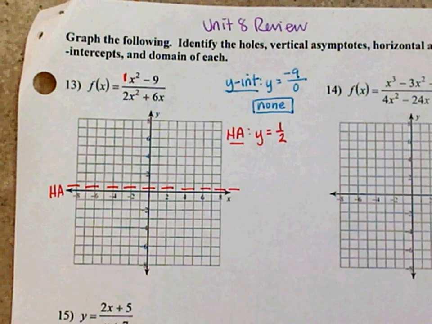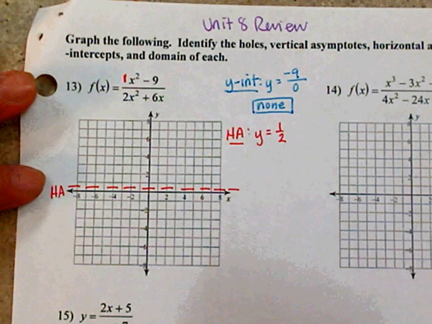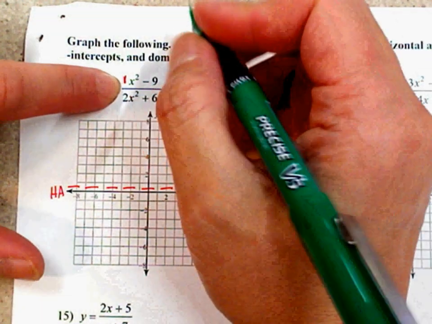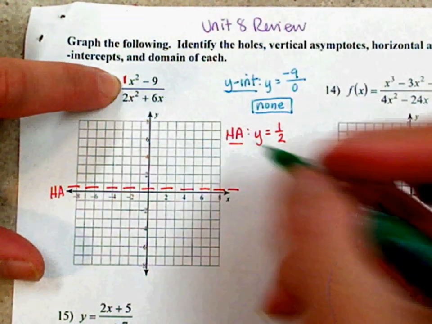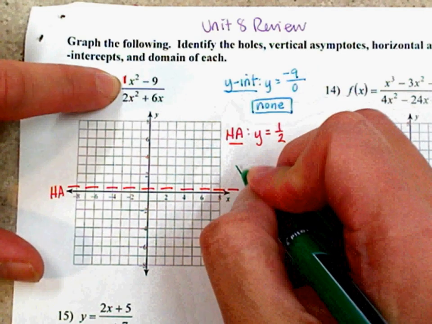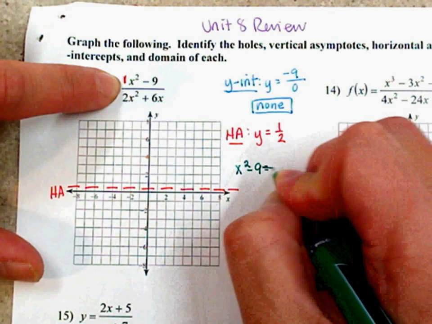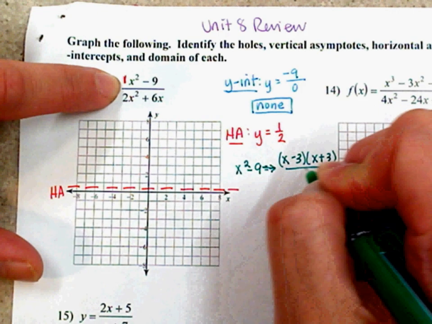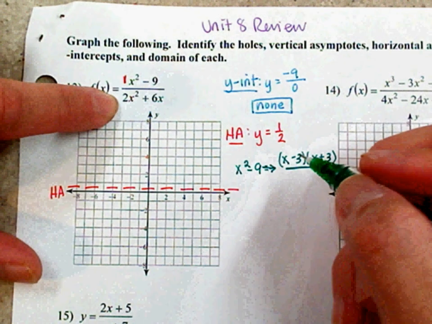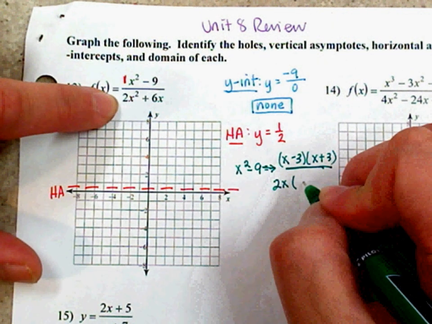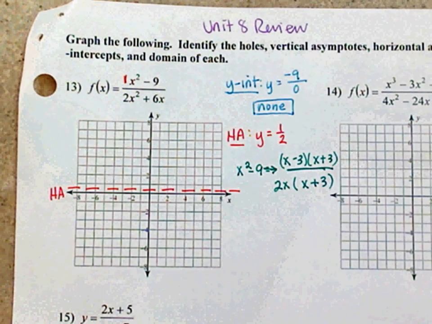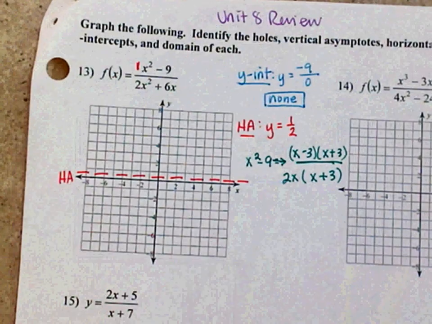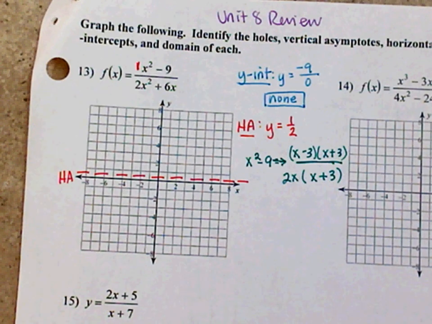From here, you need to start to factor. All right, so I'm going to go ahead and factor right here. You ready? So x squared minus 9, when I factor, I get x minus 3, x plus 3. You see that? Your denominator, what do you have? You factor out a 2x. When you factor out 2x, you have x plus 3. Okay? So this is what I'm going to use to help me find all my other parts.